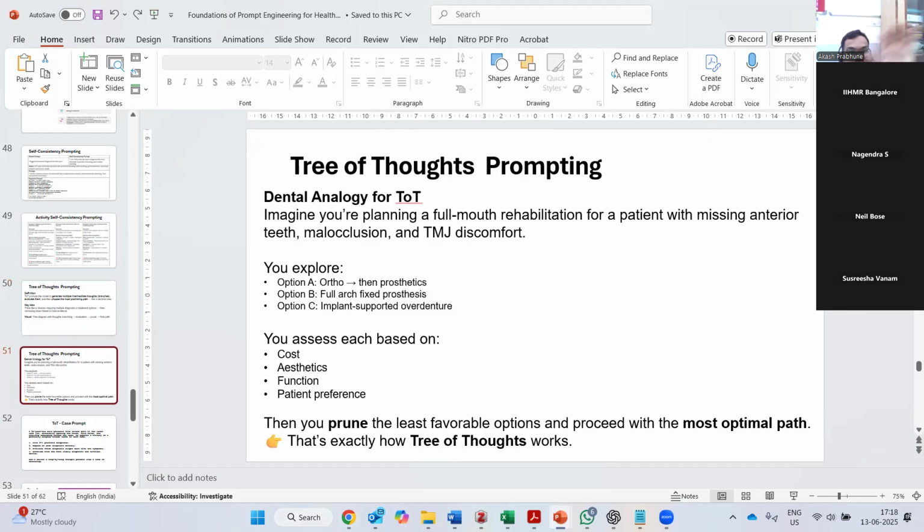So yeah, let's take this. If you are planning a full mouth rehabilitation of a patient with missing anterior teeth, as a dentist you can go for ortho and then prosthesis, you can go for full arch prosthesis, or you can go for implant, separate, overdenture. Those are the three options you have. But for each option there are cost, aesthetics, function, and patient preference as sub-branches. That's how your tree of thought works. You put in more inputs and see what is the best that you can give here.